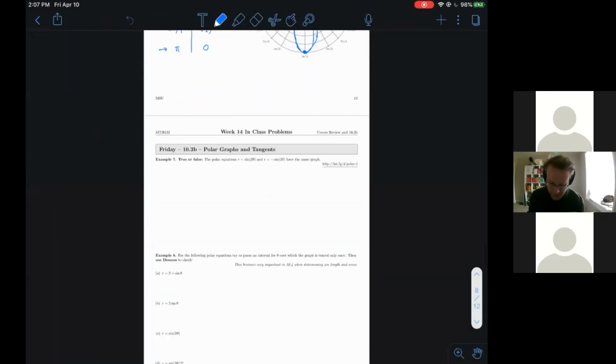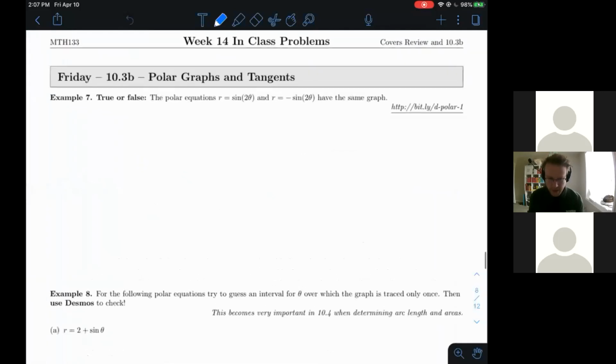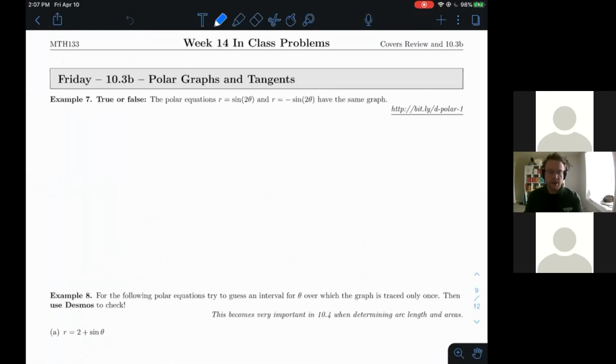Here we are, 10.3 again. These are the Friday's class notes. I want to start off, we're not going to get right into the tangent line stuff quite yet. This is going to be some stuff that's still on the algebra side for polar, but a different flavor of questions than we went over last time. And then we'll get into calculating out some tangent line stuff and some of the trickier questions that can be asked with that as well.